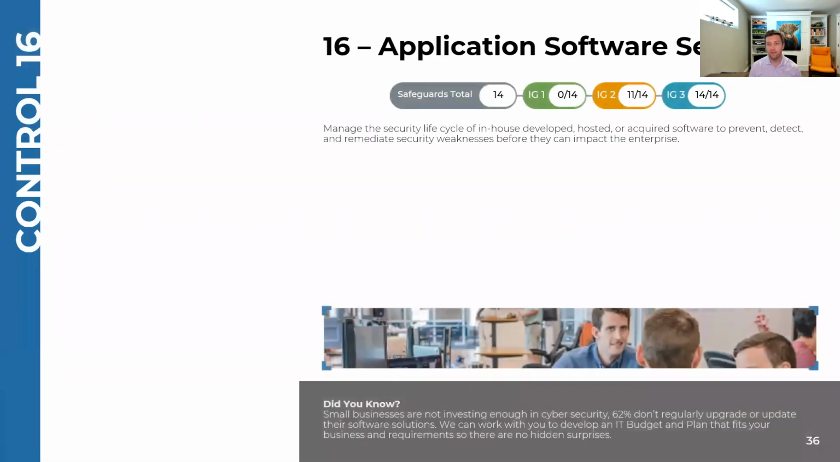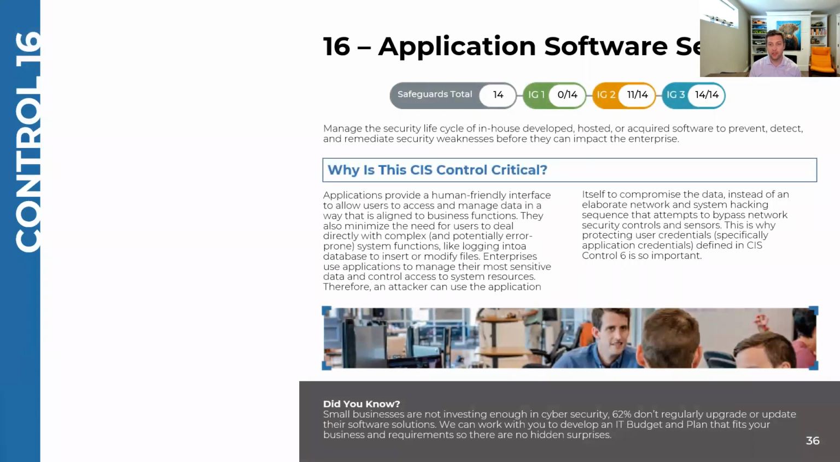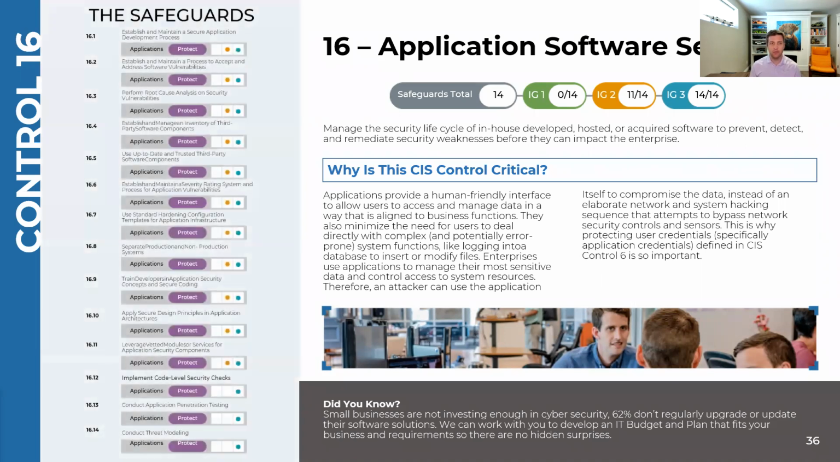Application software security. Isn't this one interesting, that in implementation group 1, we show that there are 0 out of 14. And that's because the likelihood of experiencing an incident from this is probably, it's not that it's lower, but it's much more difficult to manage.